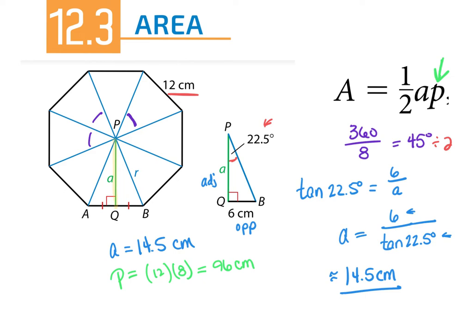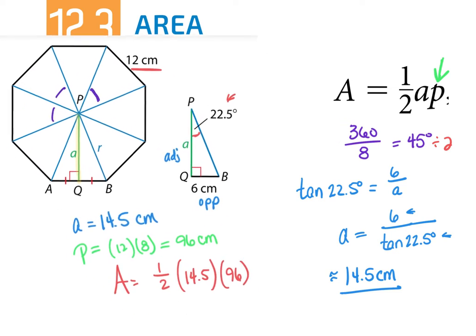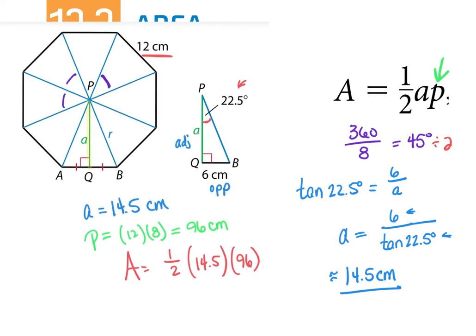And then I am just going to plug it in. My area then is going to be 1/2 my apothem times my perimeter. And you will get an area of approximately 695.3.